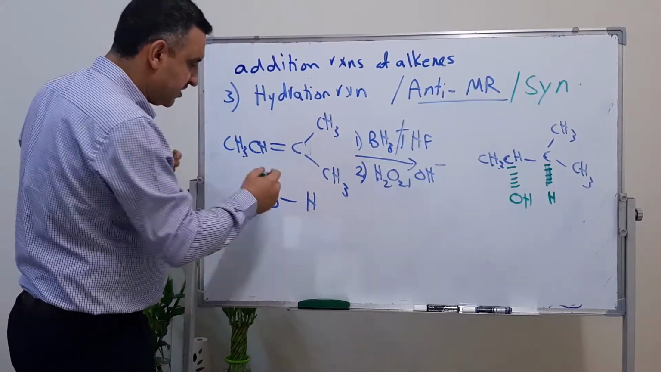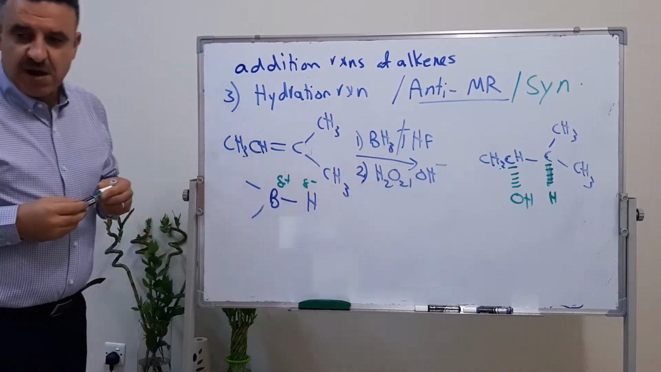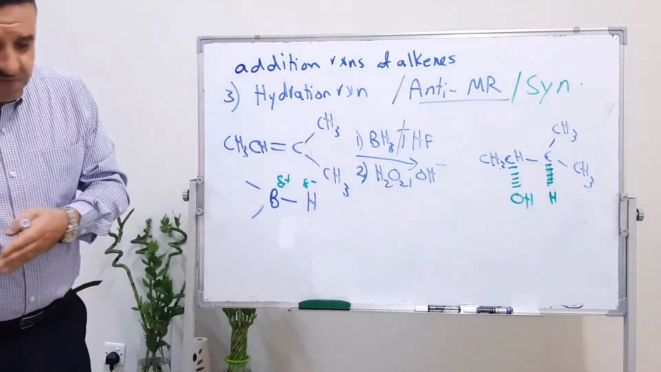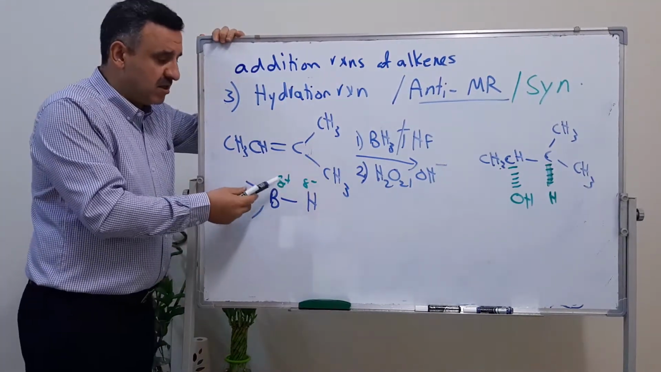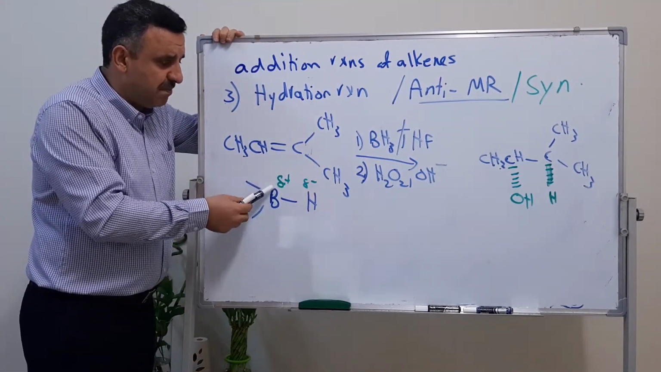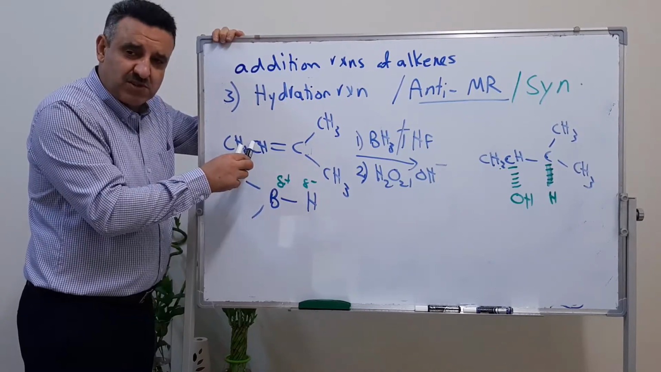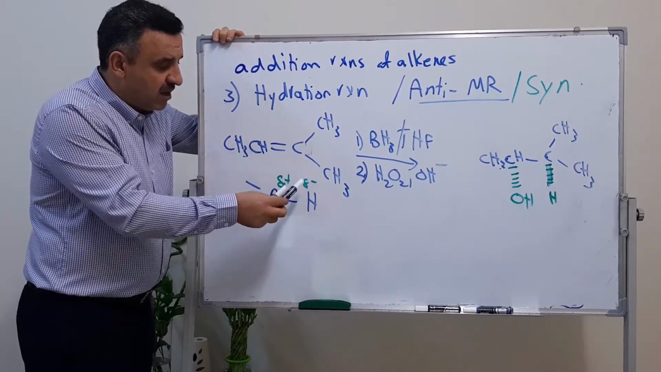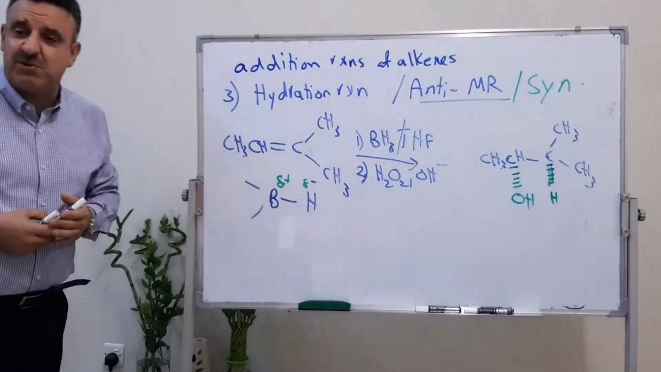So this is partial positive, this is partial negative. Now, according to Markovnikov rule, generally speaking, the partial positive part, or the electrophilic part, should add itself to the carbon with more number of hydrogens, right? While the other part will add itself to the other carbon, and that's exactly what's going to happen.